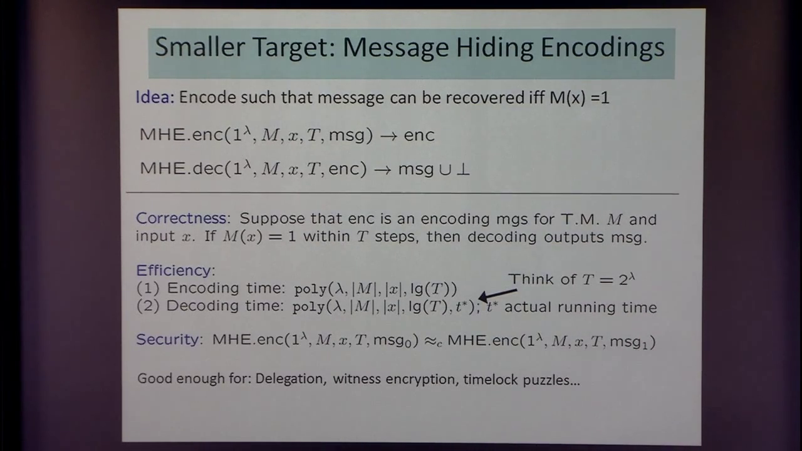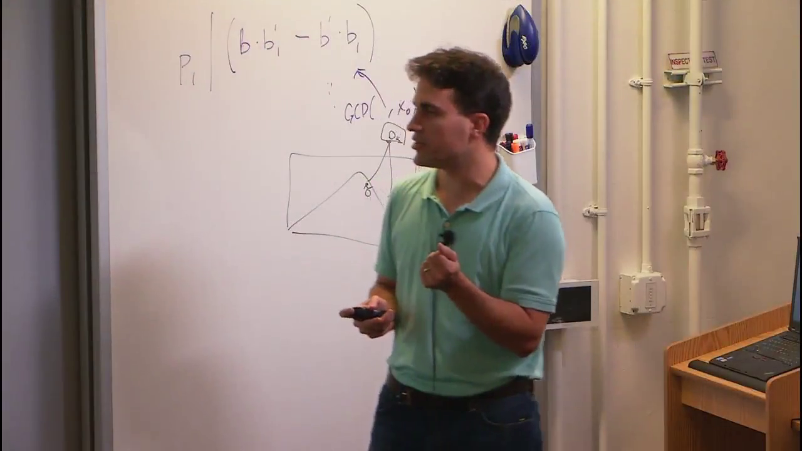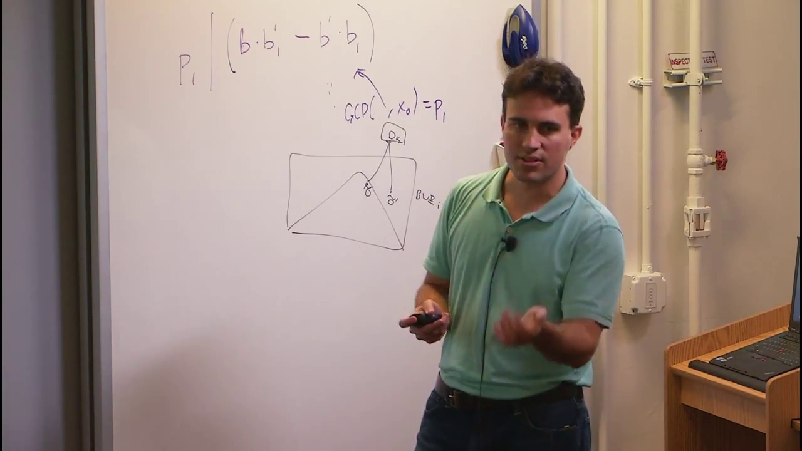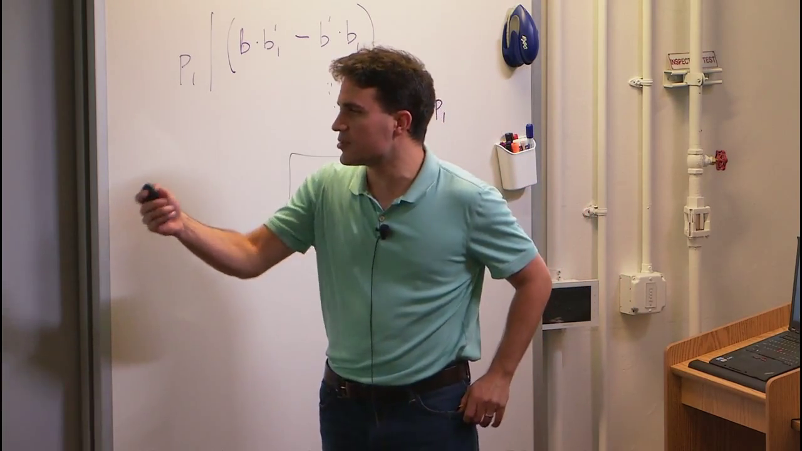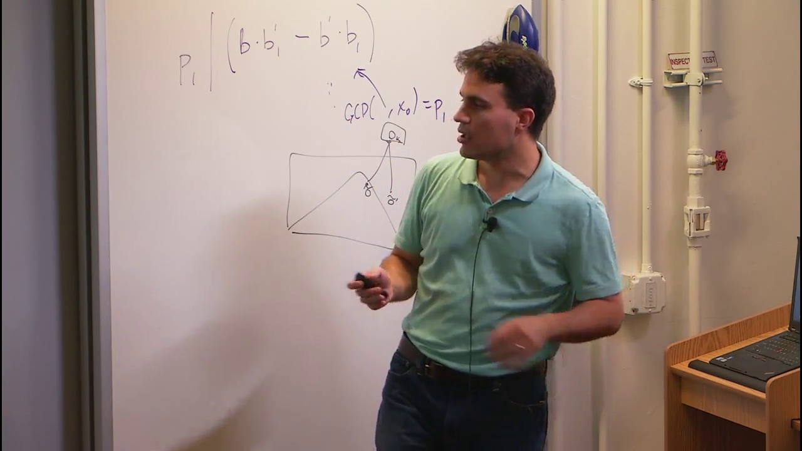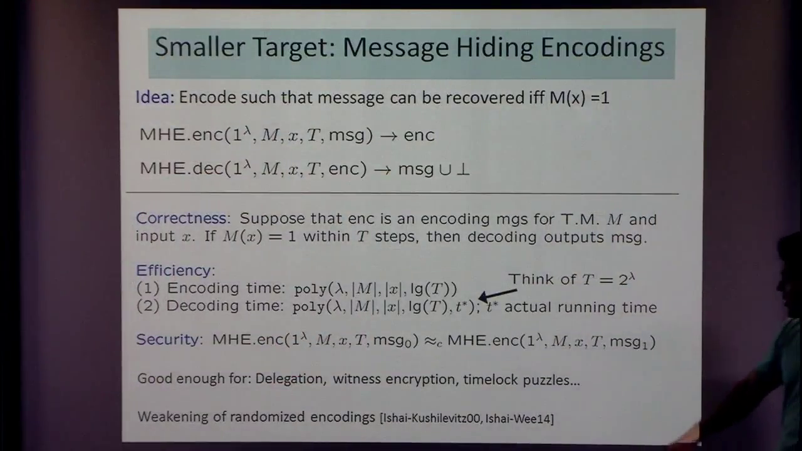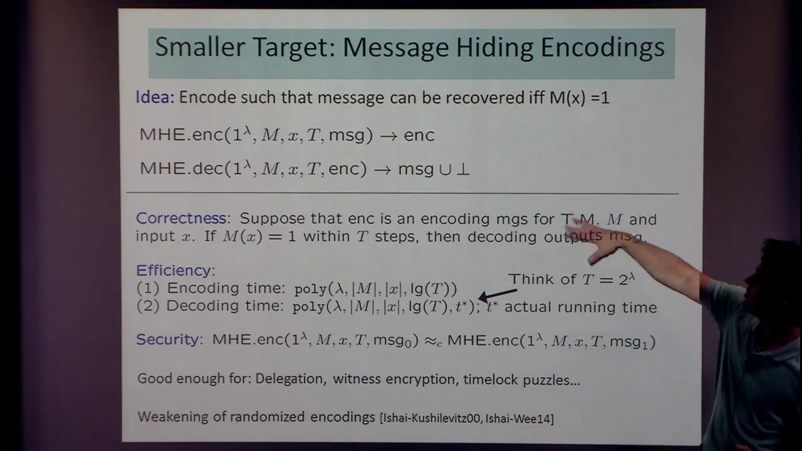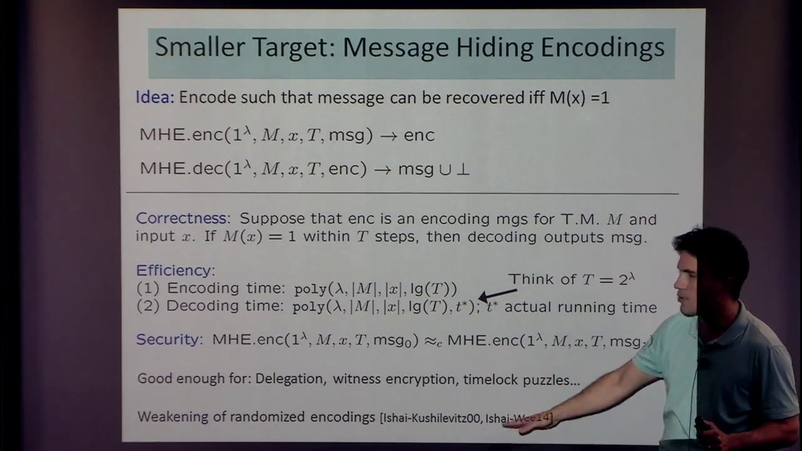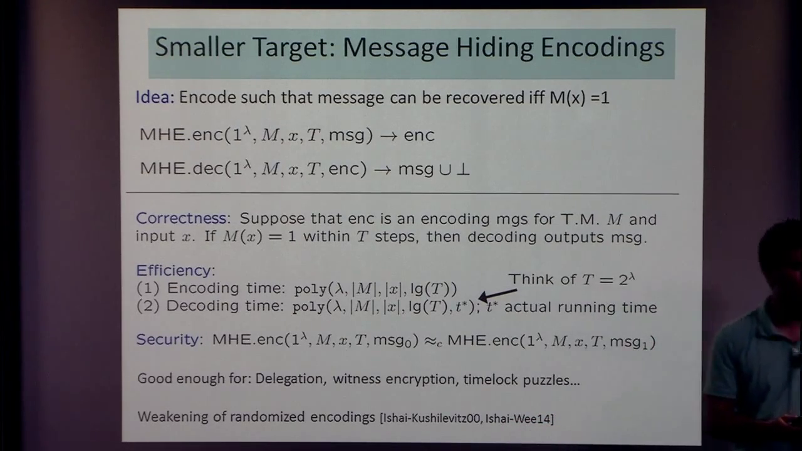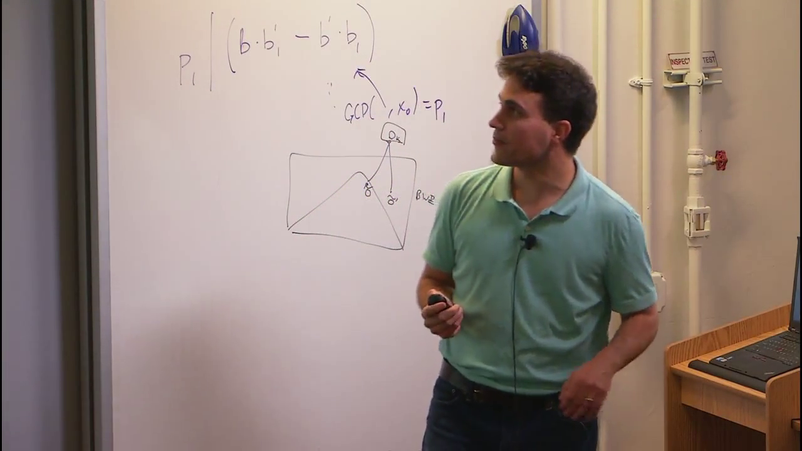And in addition to being a warm-up for the type of work we're going to talk about today, this is actually already good enough for many problems like delegation of computation, witness encryption, and time lock puzzles. So we can already get some things out of this message hiding encoding. I should also mention that this is a weakened definition of randomized encodings that was also considered before by Yuval Ishai and Hotek Hui.